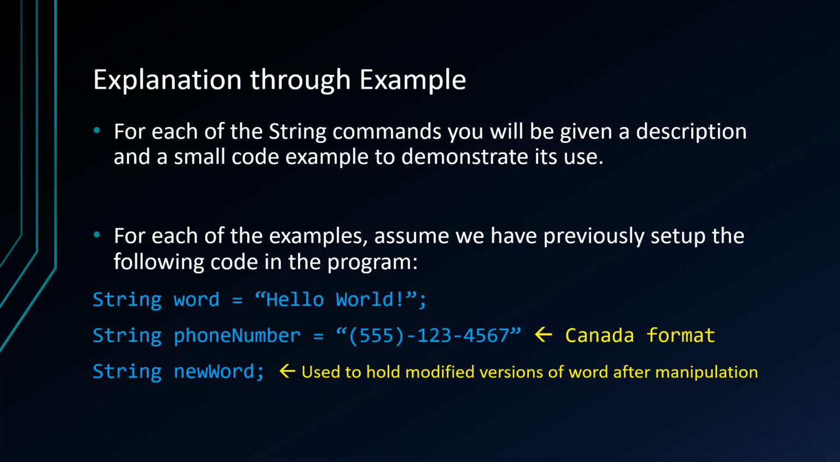So let's get into this. For each one of these explanations, you are going to see a whole bunch of examples, and each one is going to use the following data. I have three variables here: string word, which has the value hello world; string phone number, which has the value 555-123-4567. This is your standard Canada-wide format, with the exception of Quebec. And string new word, which is going to be used to hold our manipulated strings. But I'm going to show you that we can store it in both new word or write back into word if we want to overwrite the data.